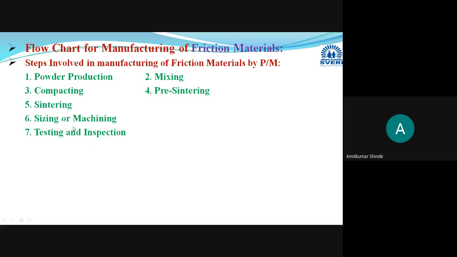And directly you can just write the machining also. Sometimes directly machining is done. And at the end, testing and inspection will be there. Okay, so these are the different stages. And at the end, you have to mention some properties of this friction material obtained.